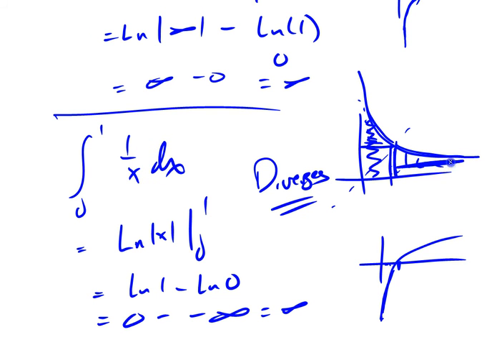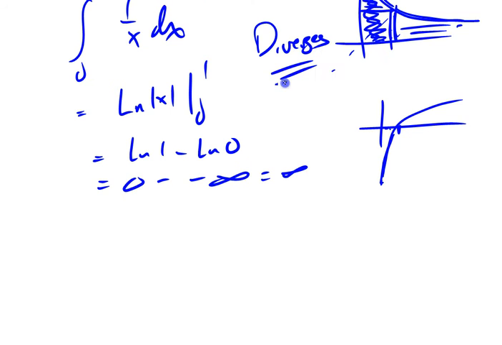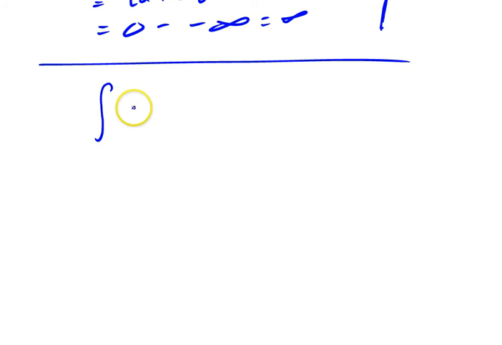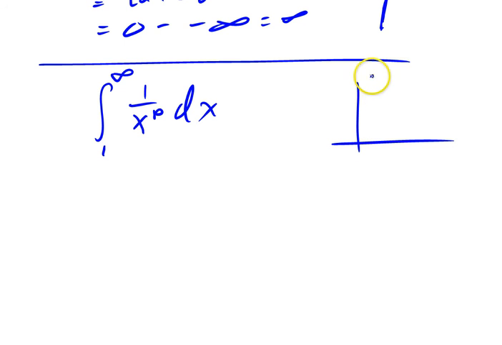So anyway, the integral of 1 over x diverges on both sides. It diverges as you head towards infinity. It also diverges as you bump up against that vertical asymptote. Okay. Now let's take a look at other values of p. And let's just do it in general now. This is 1 over x to the p dx, and let's do it from 1 to infinity here. So we're looking at something that looks like this.